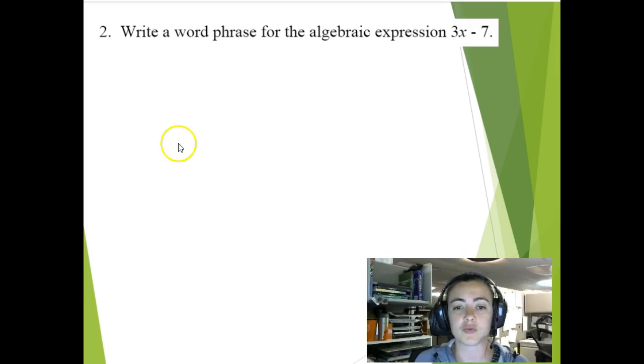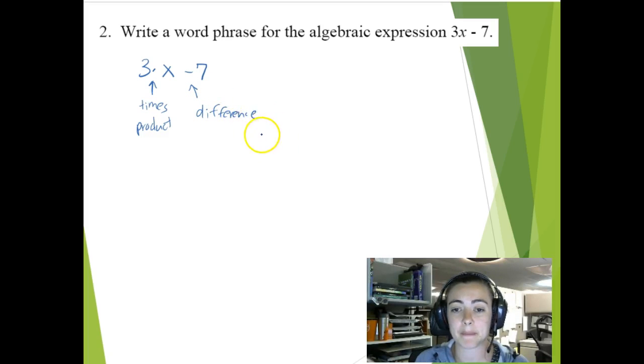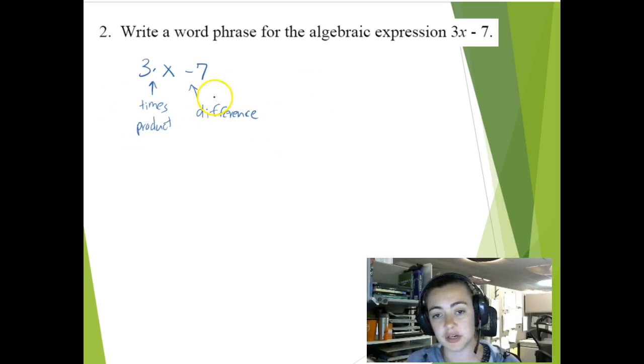For number 2, it says write a word phrase for the algebraic expression 3x minus 7. So remember 3x, when you have a number next to a variable, means multiply. So it's saying like 3 times x minus 7. So for multiply, we can use the word times. We can use the word product. For that subtraction, our main thing is difference. So when we write that all out, we're talking about the difference.